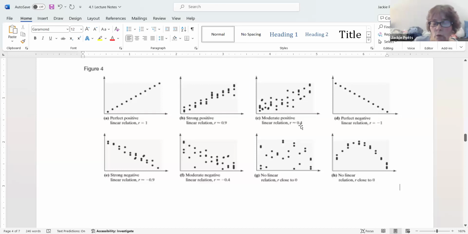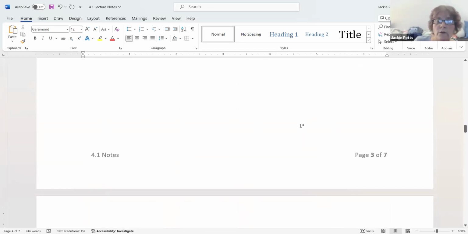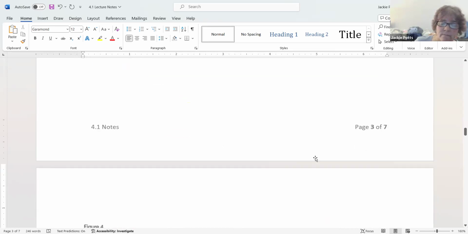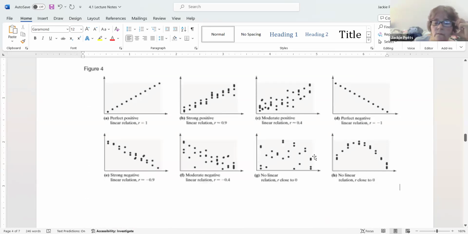This one, they're calling 0.4 moderate. Remember, different schools of thought. Again, as the x increases, the y is increasing. So it's a positive correlation. This one, as the x increases, the y is decreasing because it's a negative. And they're calling this one a 0.9, but a negative 0.9. See how strong?